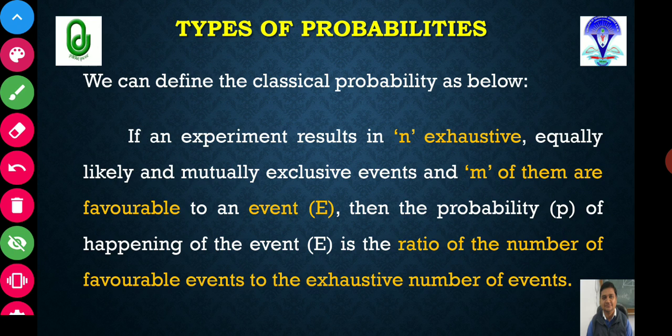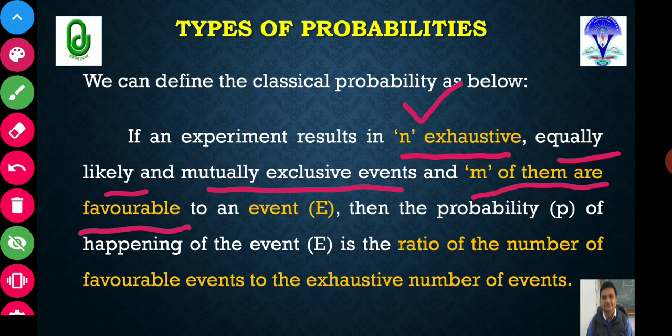Just in formulative terms, you will see, if an experiment results in n exhaustive, equally likely and mutually exclusive events. So you have n exhaustive events which are equally likely, and m of them are favorable. So m is the number of favorable events and the event is known as E. Then the probability of happening of an event is P. What is the probability of happening of the event?